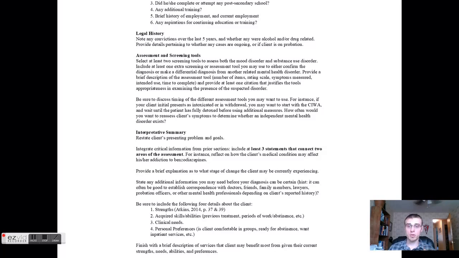So this is an important section here, the assessment and screening tools. Be sure, because this is an extra part that many people get a little tripped up at, make sure to read through this. Select at least 2 screening tools to assess both the mood disorder and the substance use disorder separately, right? So we want at least 1 screening tool being used for a substance use disorder and 1 screening tool selected to evaluate whether or not a mental health disorder is going on. Include at least 1 extra screening or assessment tool you may use to either confirm the diagnosis or make a differential diagnosis from another related mental health disorder.